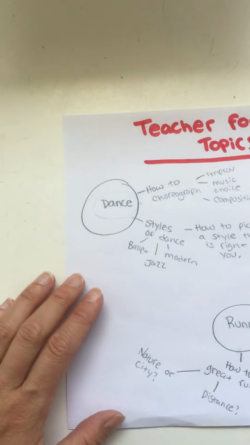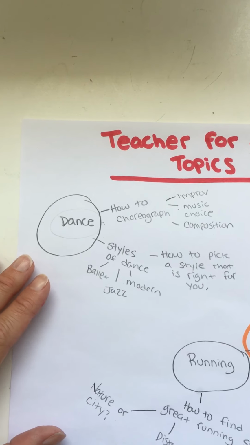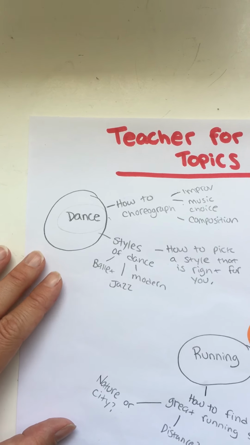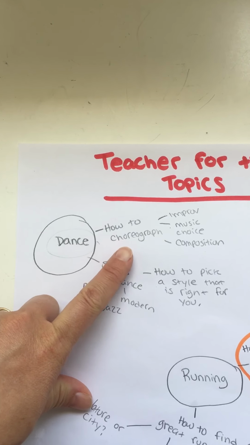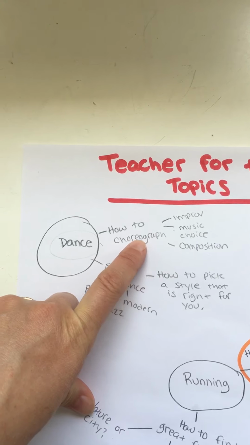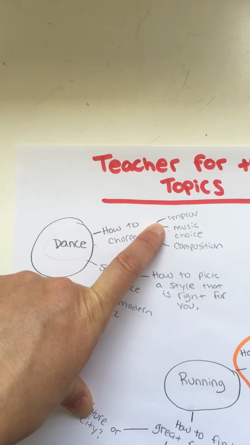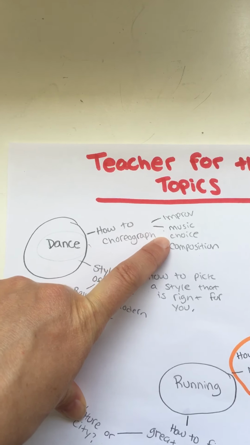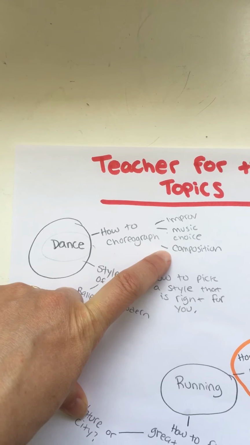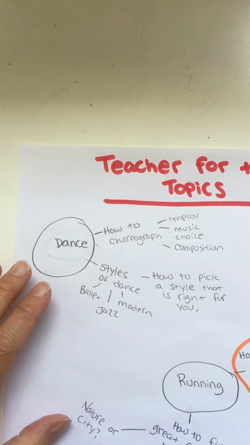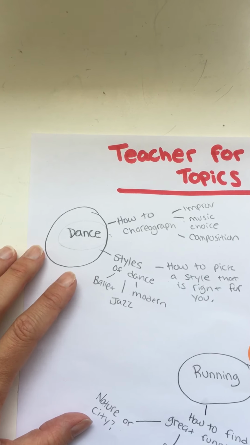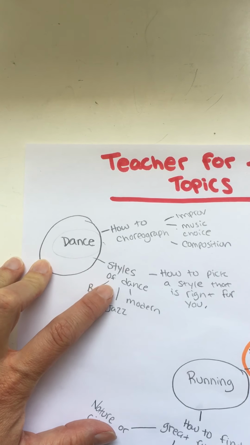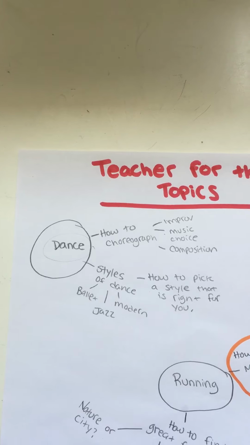And then I went to each of those categories and I thought, what are some how-to lessons that I could teach for this topic? So for dance, I thought, I could teach a lesson on how to choreograph. And then I thought, what would be in that lesson? I would have a section on improvising, I would have a section on music choice, and one on composition. Another thing that would be interesting to cover in a dance lesson would be styles of dance.